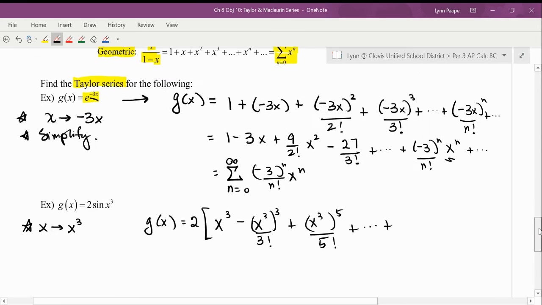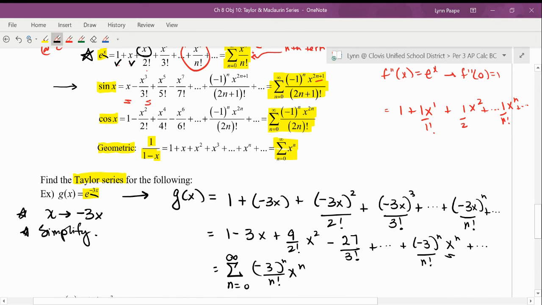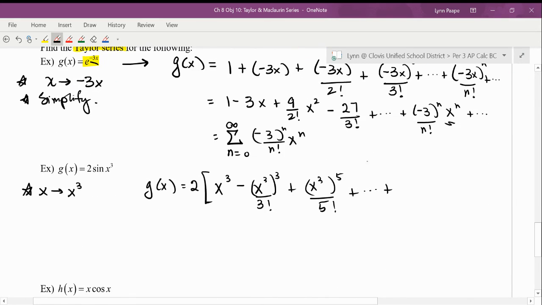And so again, I'm just looking up here. And so now I'm going to generate my nth term. So again, wherever I see an x, I'm going to replace it with x cubed. So then this would still be negative 1 to the n, and then x cubed to the 2n plus 1 divided by 2n plus 1 factorial, dot, dot, dot.